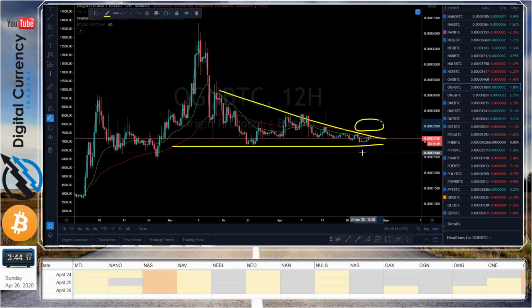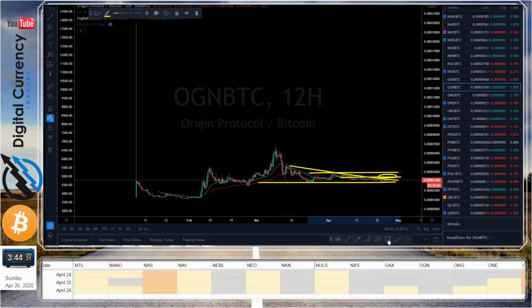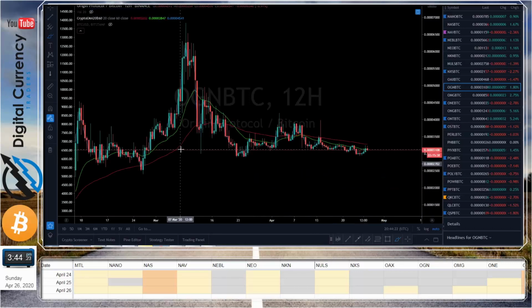Here is a 1, 2, 3 pattern on the 12-hour for OGN. This will turn to alert status right away. It'll be hold status right above those levels, even though it's a brand new coin. It's holding beautifully. I love that pattern.